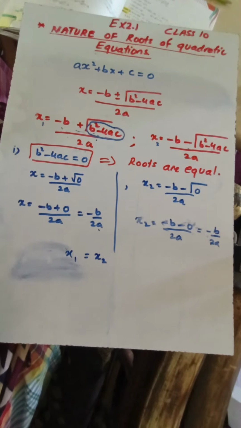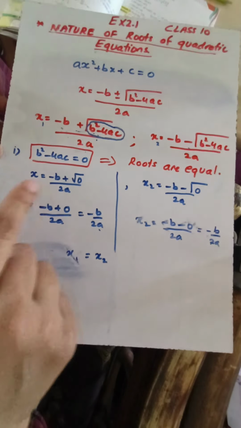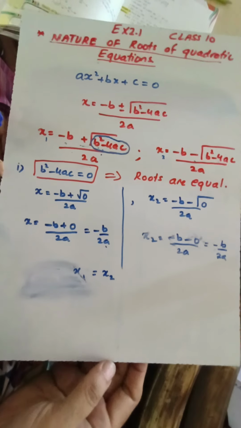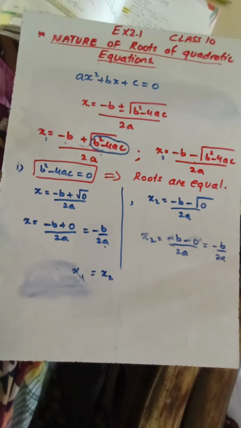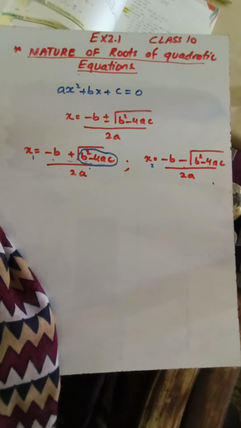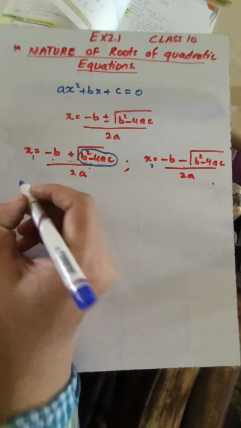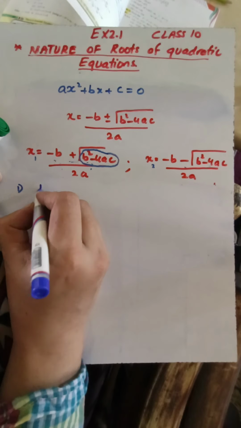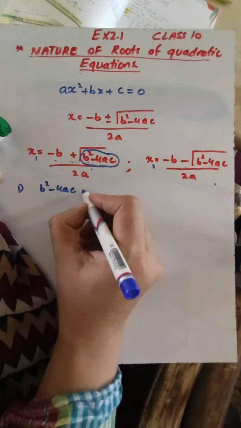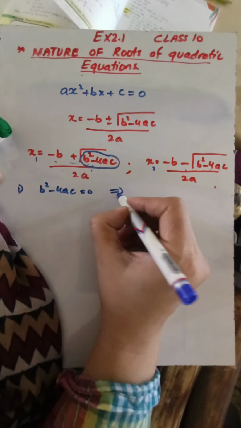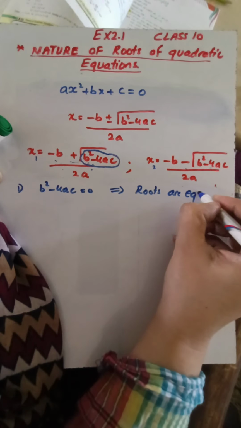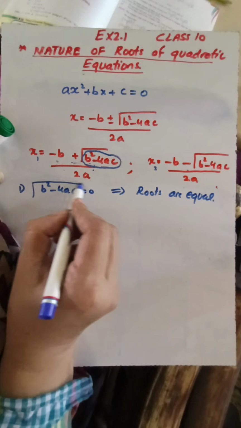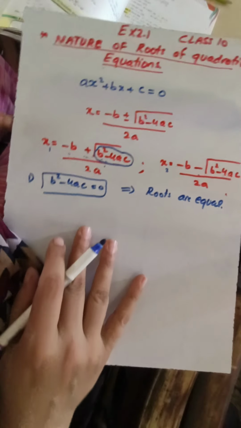Okay, now coming to the second case, if b square minus 4ac is less than 0, it means if it is a number which is negative, then what happens? So in case 1, we learned that if b square minus 4ac is equal to 0, then this implies that roots are equal. In order to verify this, I will do an example.